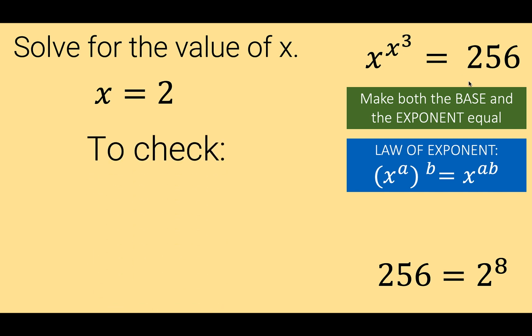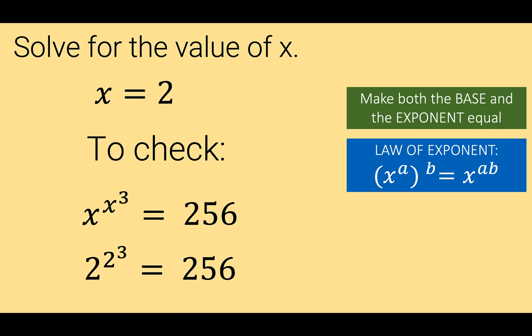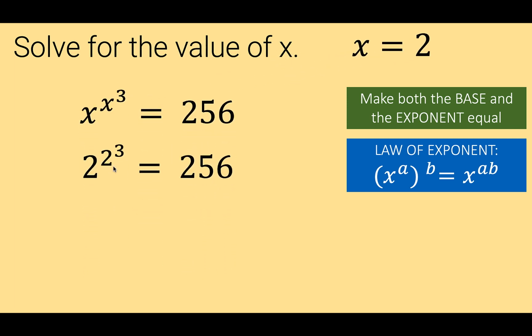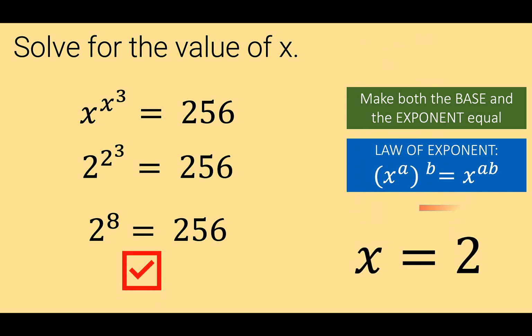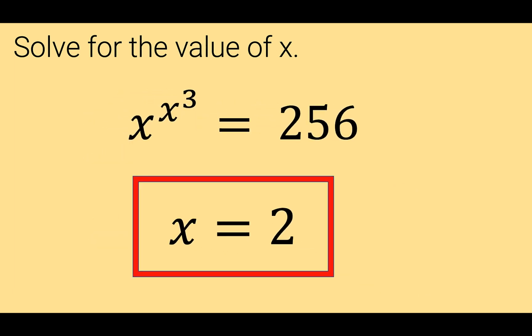So let's check if this is correct. Substituting x equals 2 into the original equation, we have 2 raised to 2 cubed equals 256. When we evaluate this tower of exponents, we evaluate first the top, 2 to the third, which is equal to 8, and then we copy the base, and then we evaluate 2 to the 8, and that is indeed equal to 256. So x equals 2 is our final answer. And this problem is now solved.